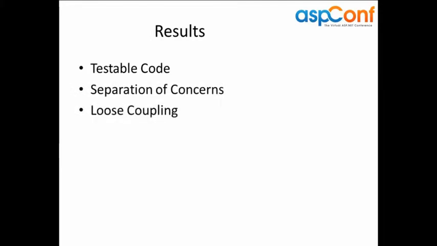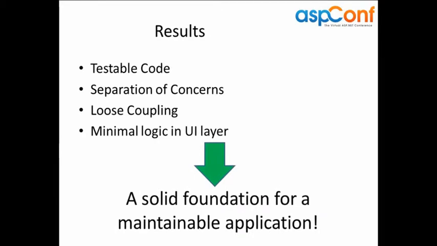We've got loose coupling because we're able to inject in a different implementation at test time or at runtime from the one that was originally designed. We've got minimal logic inside the user interface layer. And so as a result of all this, we've got a pretty solid foundation for writing a maintainable application.